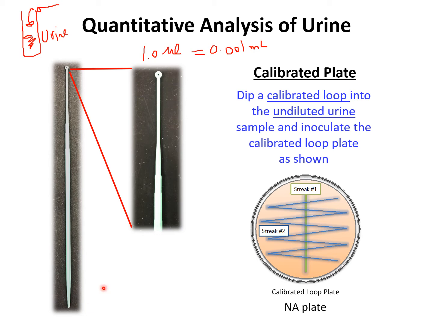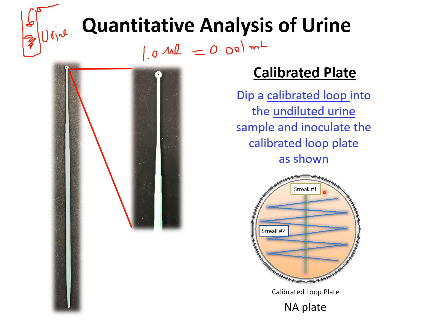Let me first show you what we do after you dip it into the urine sample. As I said, it has to be a calibrated loop, not just any loop out there. You can see that this loop is super small compared to any other loop that we use. So you grab this specific calibrated loop and dip it into the urine sample. Then you go to your nutrient agar plate and streak 1 line down the middle of the plate.